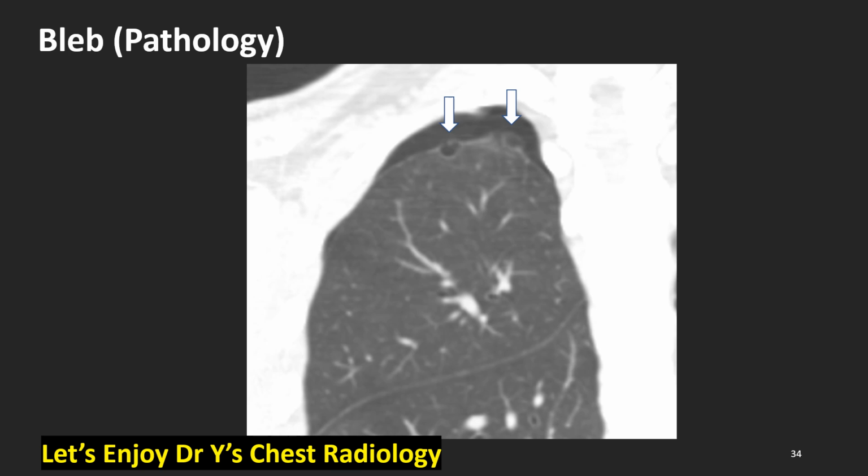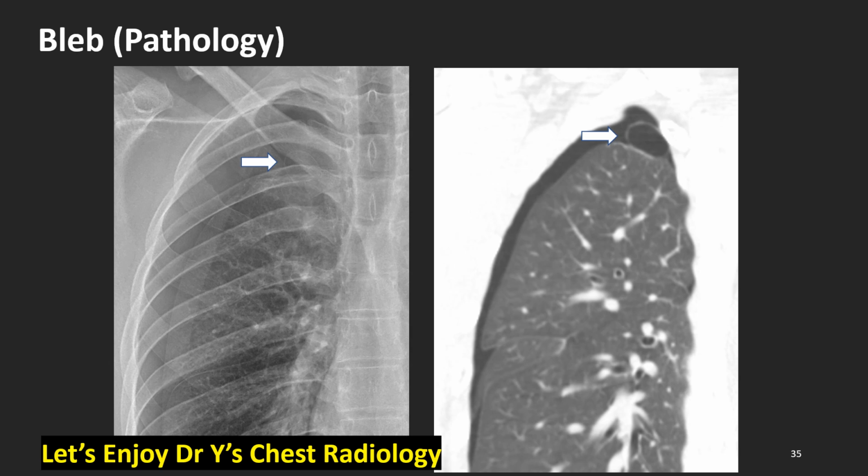Bleb pathology. The arrows indicate two blebs on the right upper lobe in the pneumothorax patient. Bleb pathology. The arrows indicate a 2 cm bleb on the right upper lobe in the pneumothorax patient.